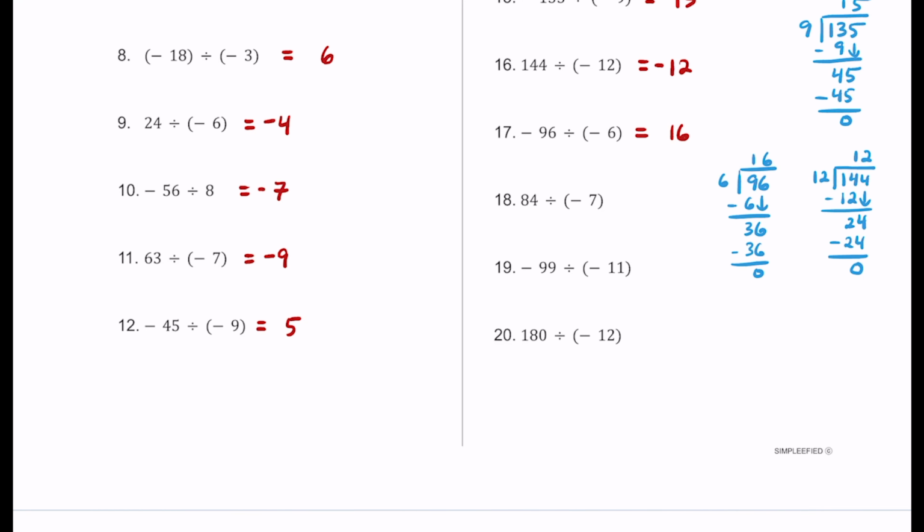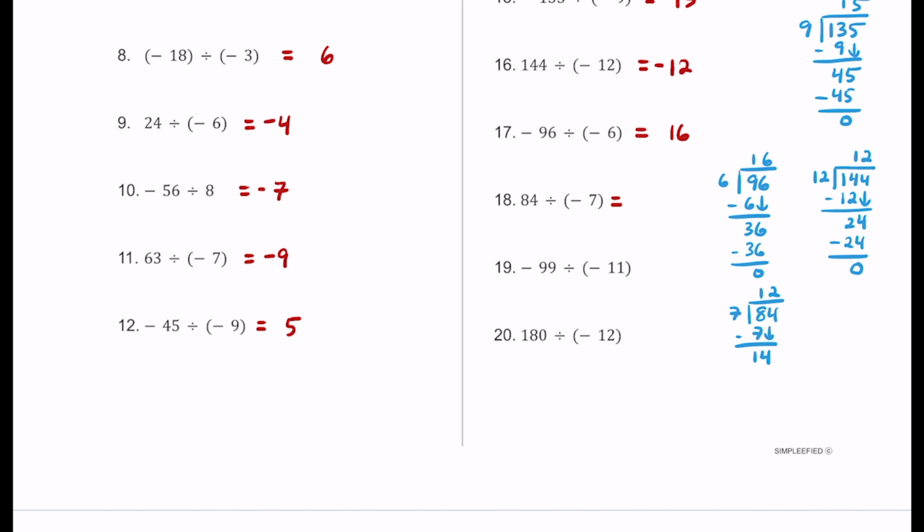For number 18, we have 84 divided by negative 7. Let's just figure out what 84 divided by 7 is. Now 7 times 1 is going to be 7. We have a remainder of 1. We have 14 at the bottom here.